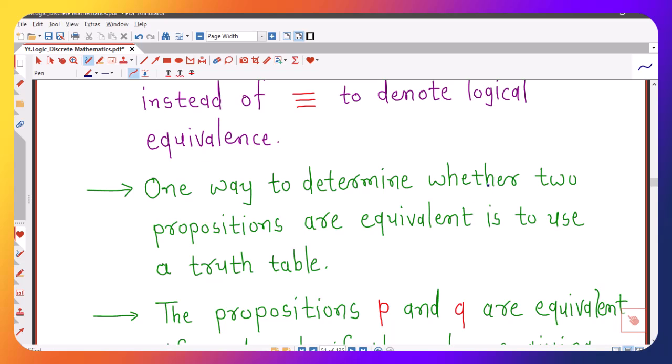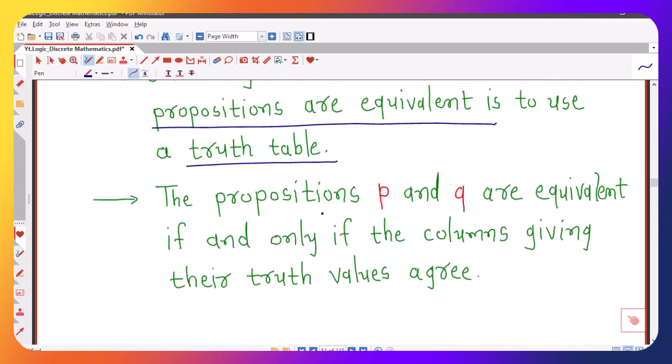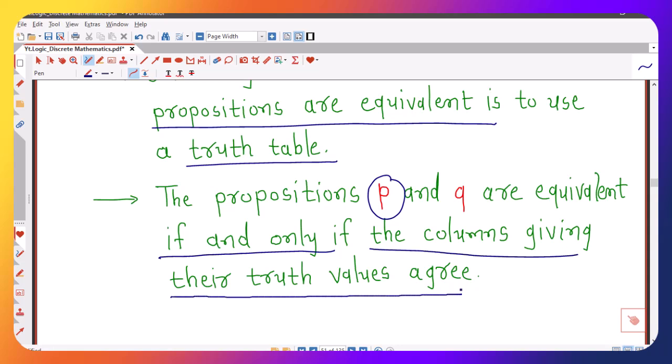One way to determine whether two propositions are logically equivalent is to use a truth table. Two propositions P and Q are logically equivalent if and only if the columns giving their truth values in the truth table are the same, or the columns giving their truth values agree.